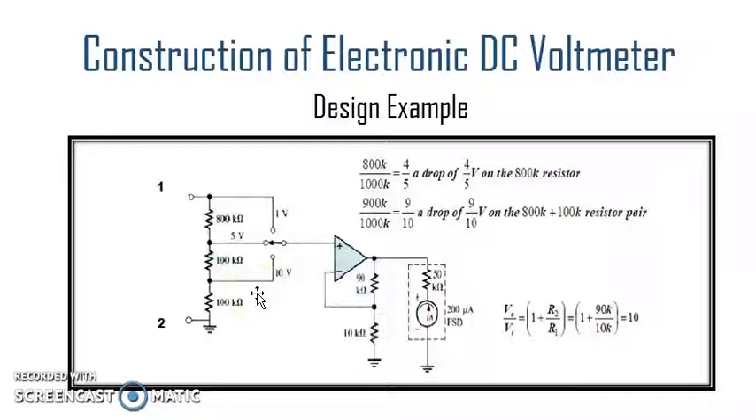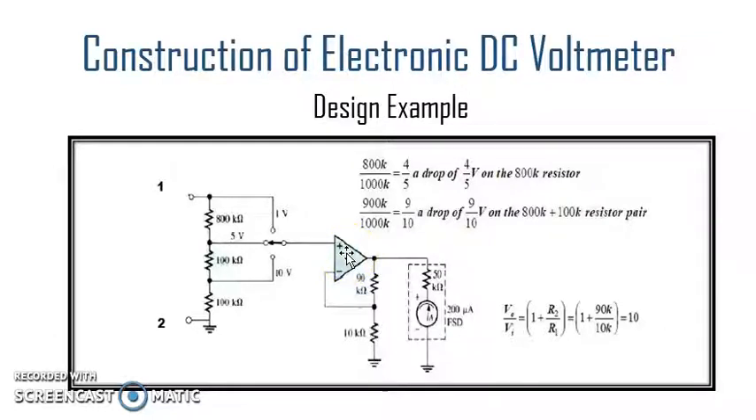Since we are constructing this electronic DC voltmeter for three ranges, that is 1 volt, 5 volt and 10 volts, once we are using the 1 volt range, we will directly get 1 volt as an input of the op amp. For the 5 volts, we will get 1 volt as the input in a way that 4 over 5 of the total voltage, that is 4 volts, will dissipate across the 800 kilo ohm resistor. The remaining 1 volt will act as an input voltage to the op amp.